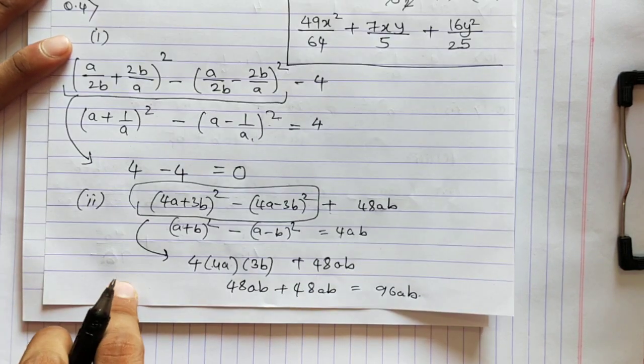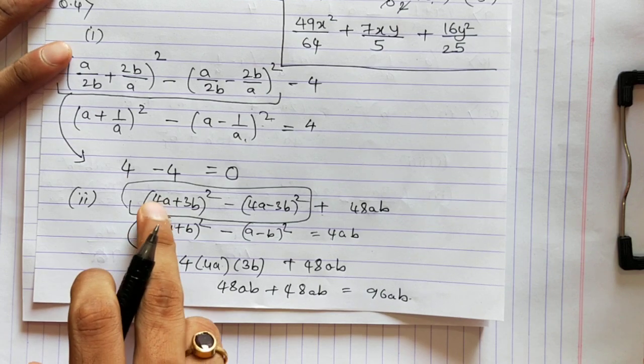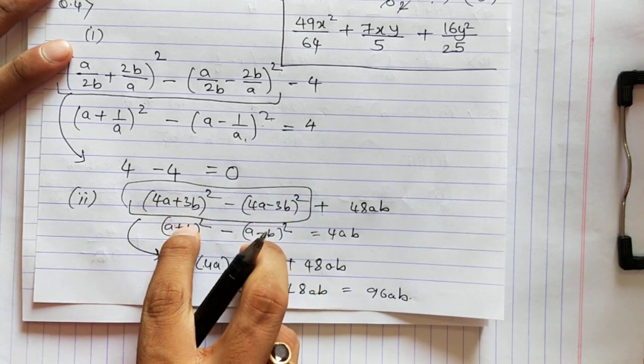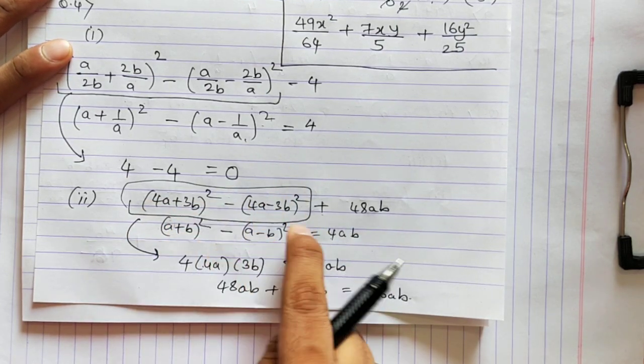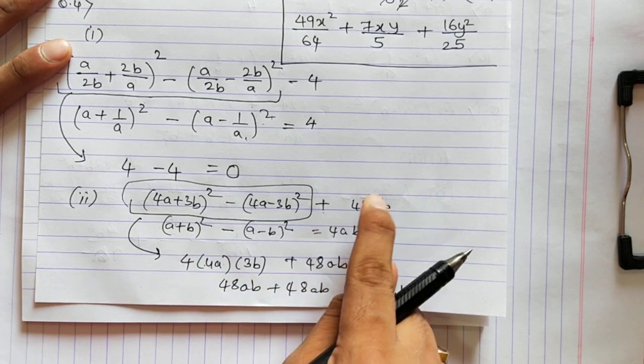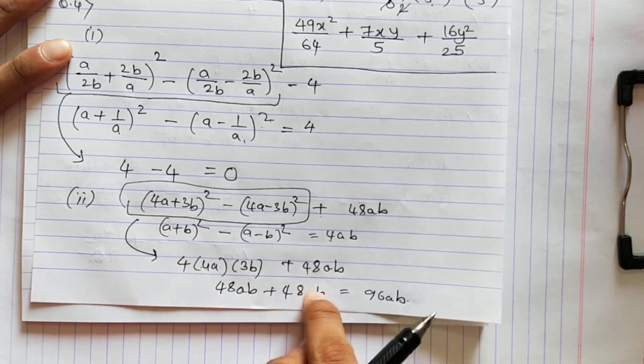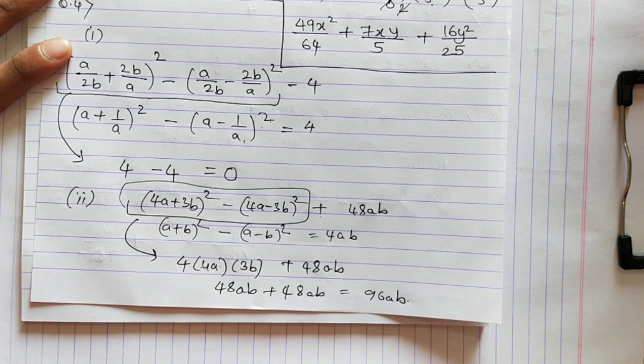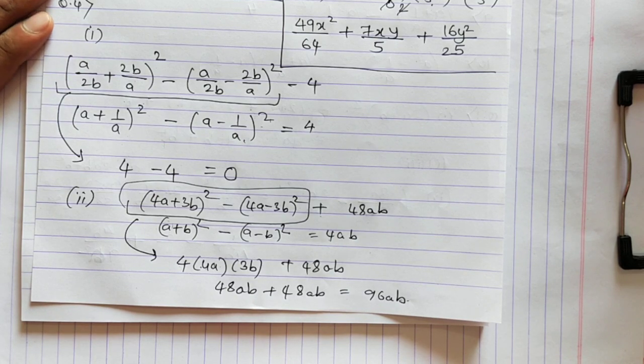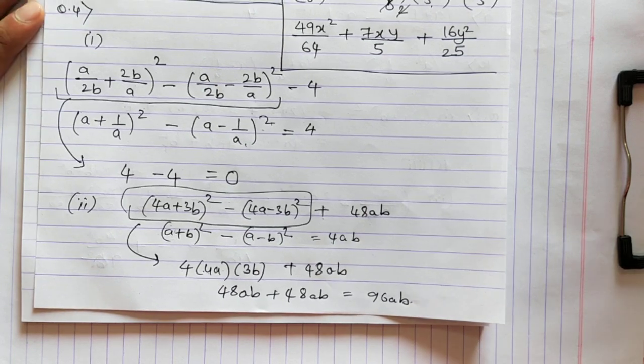Even this sum you could have done using the traditional method, like open this bracket and then subtract them. Everything would get cancelled and you will get 48ab in the end. So this 48ab plus this 48ab will give you 96ab. Okay, it was possible to do the sum in that way, but this is easier. Copy the sum.